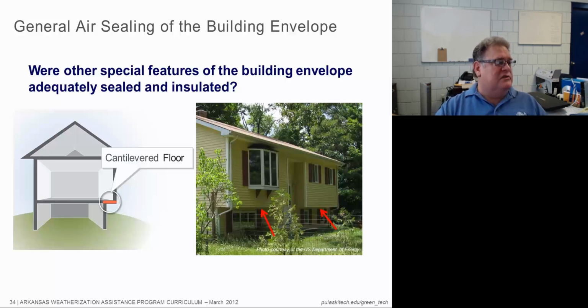Let's see, what else? What other special features are you going to have on a home that you need to look at? Well, how about a cantilevered floor? This is very much like that attic floor. We can have air that will move through this floor system and up these walls, this way and this way. And what that does is it causes radiant coupling for any occupants in that room.